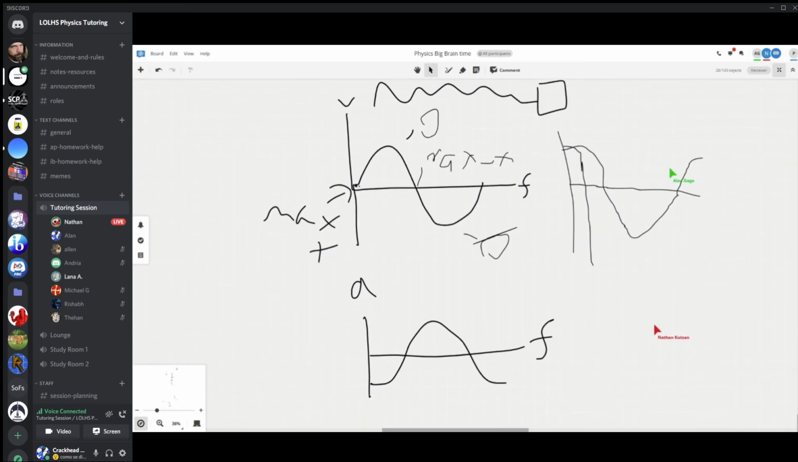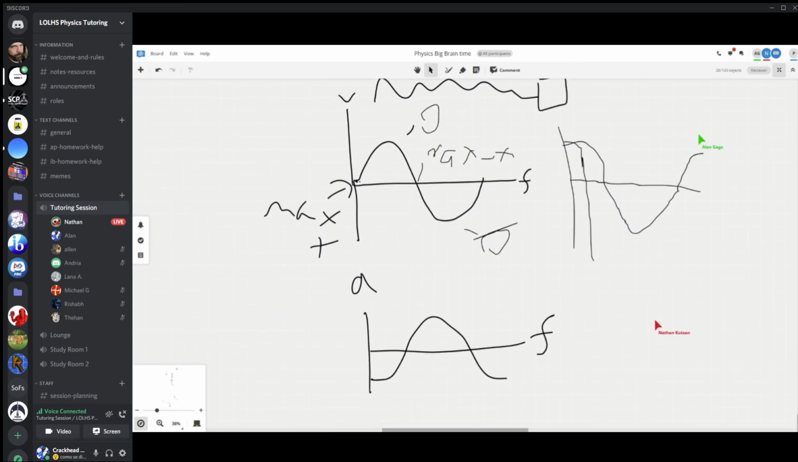Could you repeat the question? Sorry, I didn't hear you. So why are the displacement graphs... you can relate it to the equations if you want. Why is the displacement graph and the acceleration graph the same, just flipped on the y-axis?